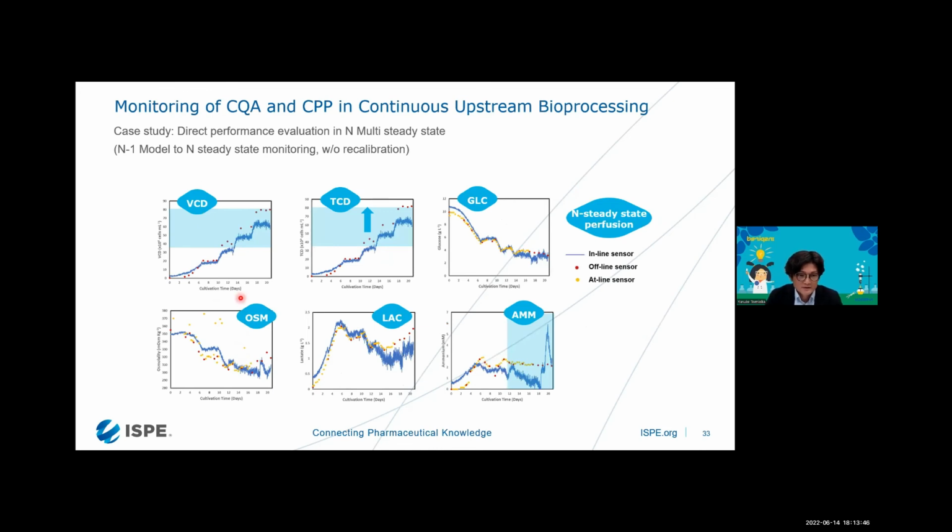So we also evaluated the N-steady state perfusion culture using a chemometric modeling derived from the N-1 perfusion cultures. We found a similar situation to the previous slide. In the early phase of the culture, at the low cell density condition, the prediction is successful, but in the later phase, which is not supported by the N-1 perfusion culture, the error value is higher.